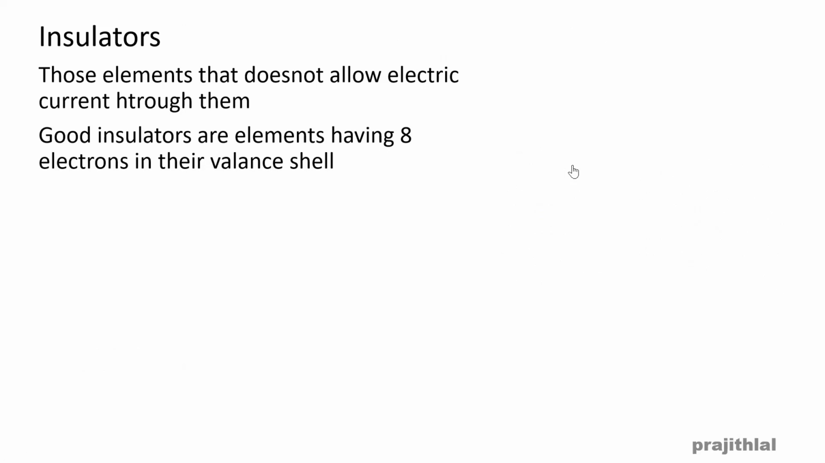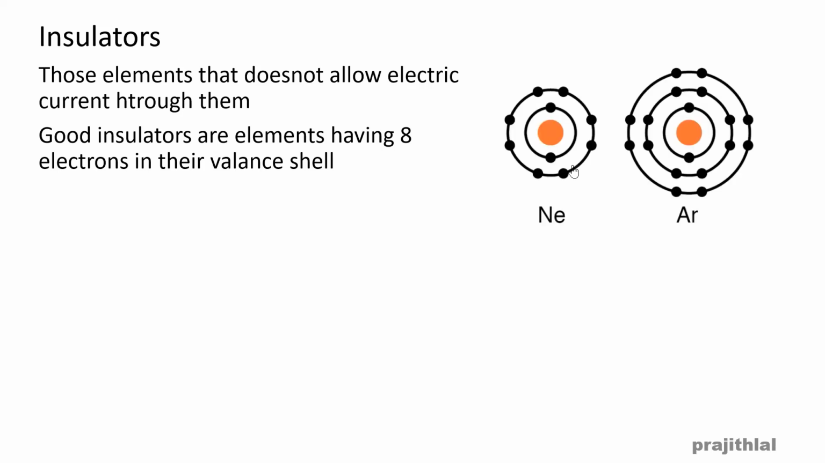Next, we're going to discuss insulators. Insulators are those elements that do not allow electric current through them. Good insulators are elements having 8 electrons at their valence shell. As we said earlier, if the outermost shell, the valence shell, is completely filled, then there will not be any vacancies for electrons, and the electric current, or the movement of electrons, does not take place.